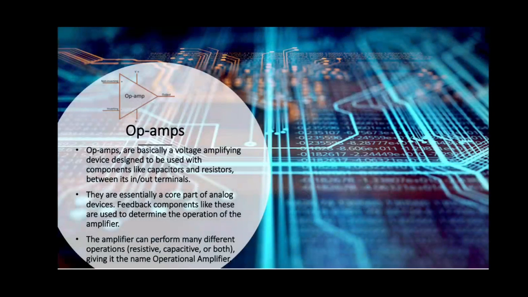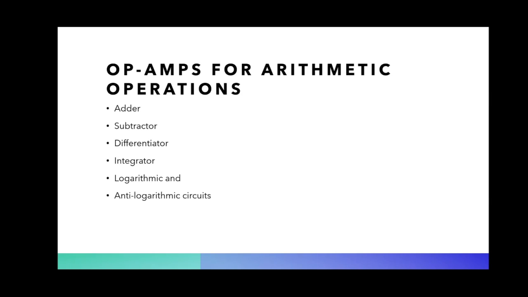They are basically voltage amplifying devices designed to be used with components like capacitors and resistors between their input and output terminals. They are essentially a core part of analog devices. Feedback components like these are used to determine the operation of the amplifier. The amplifier can perform many different operations, giving it the name operational amplifier.